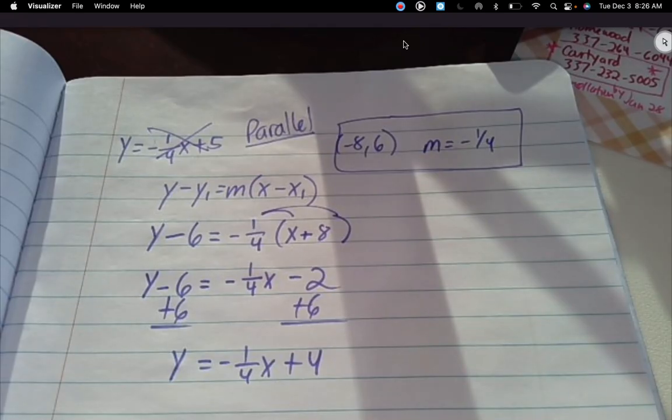Alright, did anybody get it? Some of us? Alright, good. Okay, now let's do another one. Let's look at a perpendicular one.